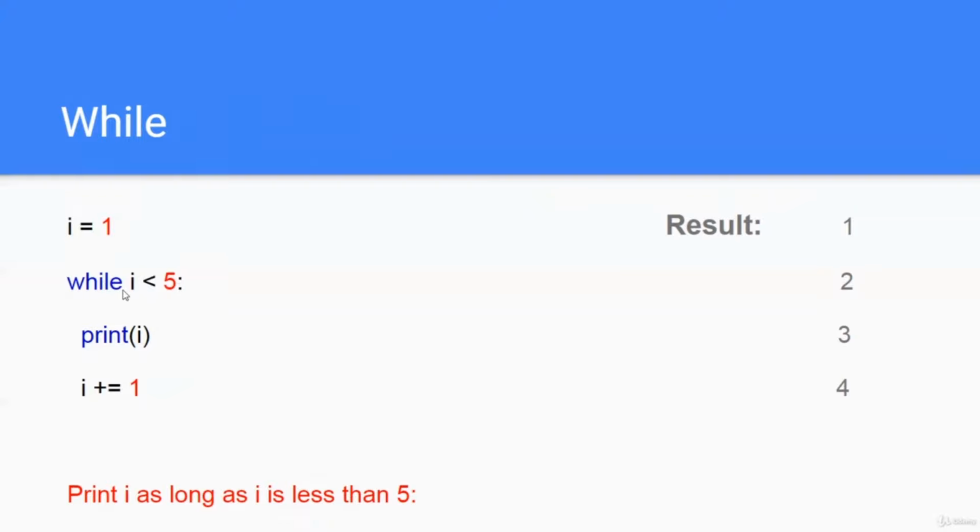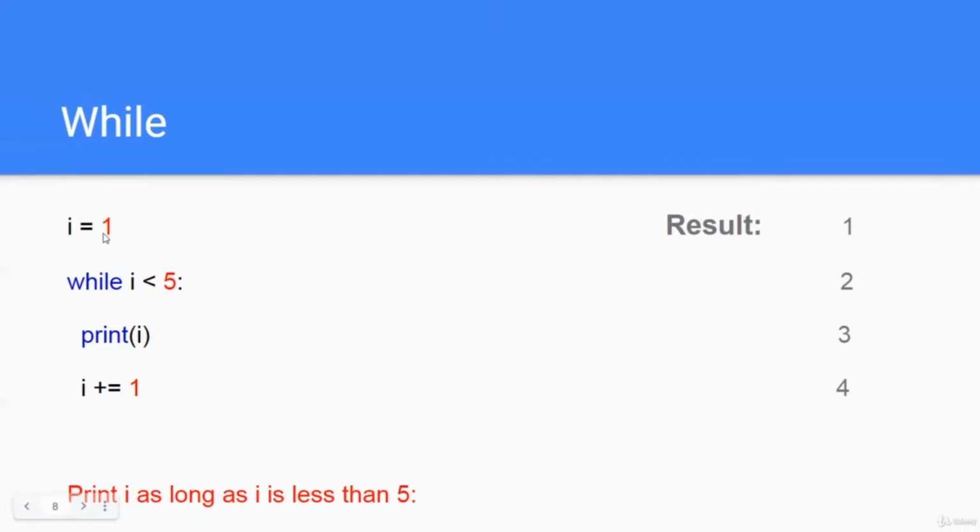We have written this I less than 5 because we want to print I as long as it is less than 5. So I is less than 5 and we have to start from 1. So I is initialized to 1. Then we are going to print the value of I. So if the condition is true, it will jump into this section, it will print I, and later on it will increment the value of I by 1.